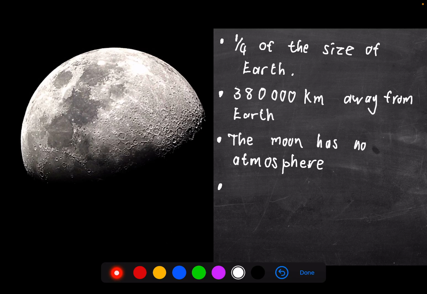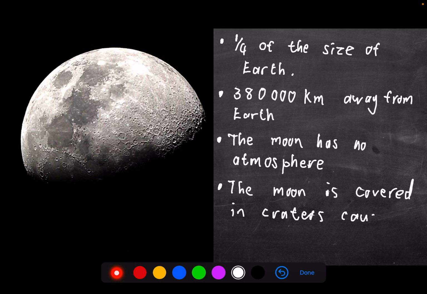Right, the moon is covered in craters. And the craters were caused by, or created when, the moon was hit by asteroids moving through space. So it's covered in craters caused by asteroids hitting it.